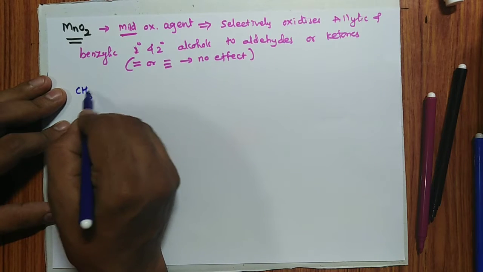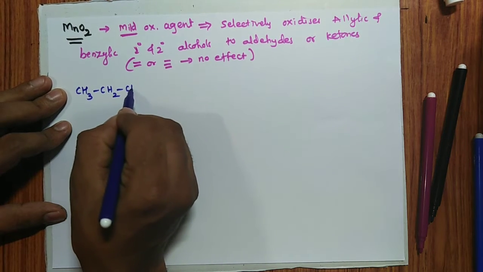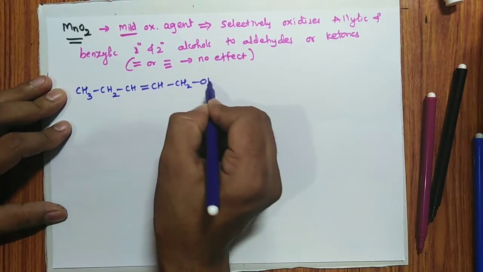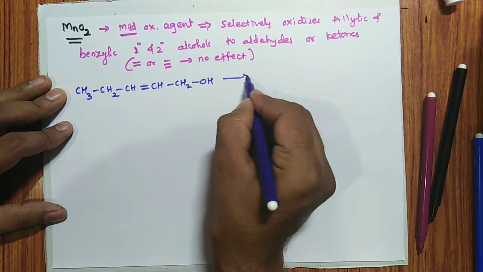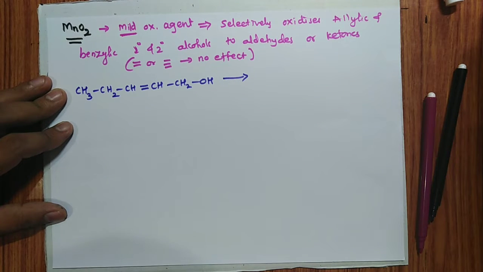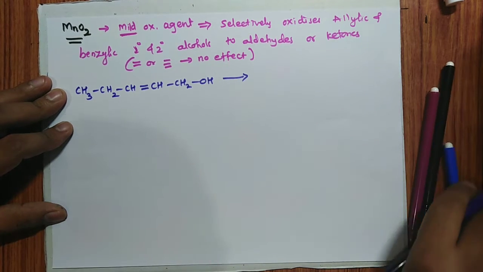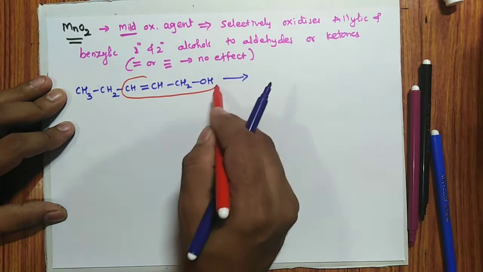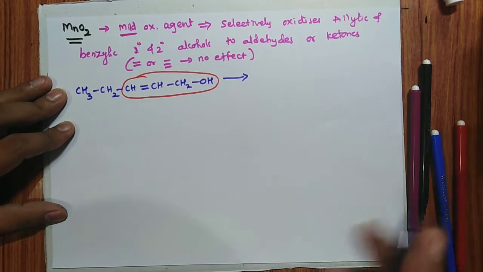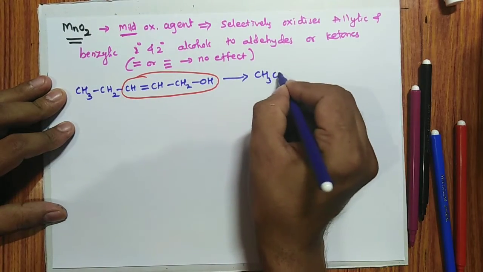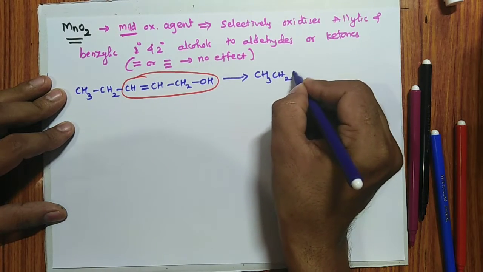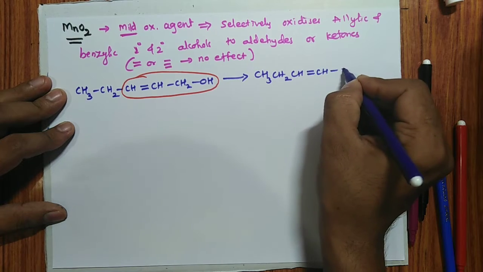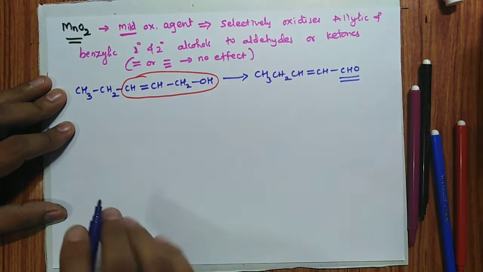If the reactant is like this, CH3, CH2, CH, double bond, CH, CH2, OH, this will be converted into... Remember, in this particular case, which one is the allylic one? The allylic one is this one. Hence you are going to get the product as CH3, CH2, CH, double bond CH, without affecting that, then CHO you are going to obtain.